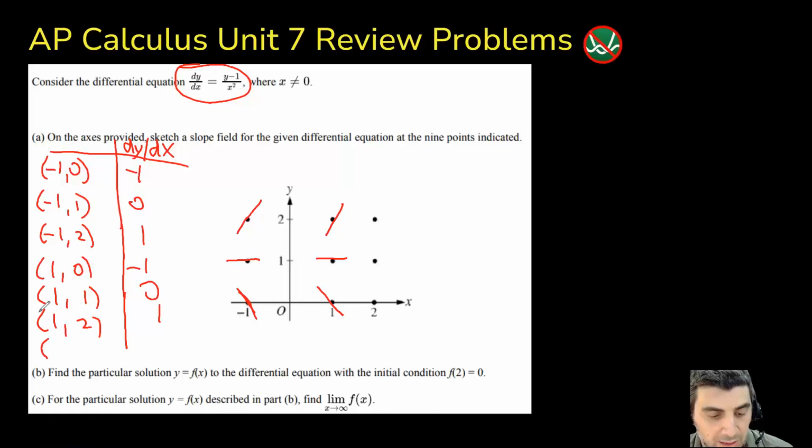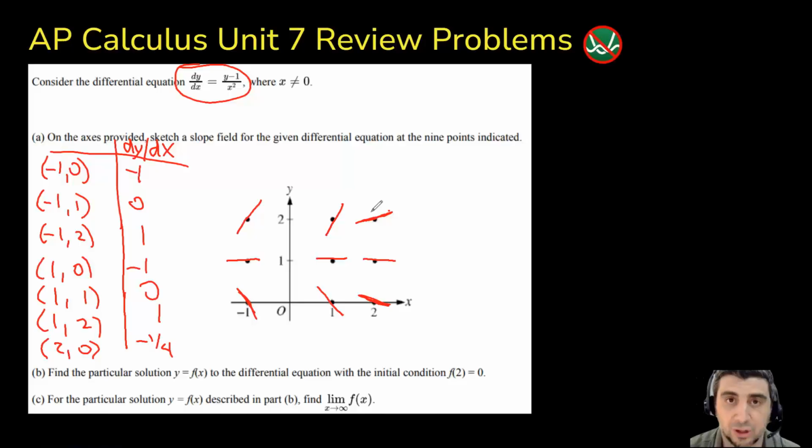Then we're going to do the last vertical column, 2, 0. That slope is going to be -1/4. So it's going to be negative, but it can't be as steep as the other two because the slope is -1/4. And then if we plug in 2, 1, we'll get a slope of 0. And if we plug in 2, 2, we'll get a slope of +1/4, which again should have a positive slope to it, but shouldn't be as steep as the other ones. And that's kind of what they're looking for when they're grading this.